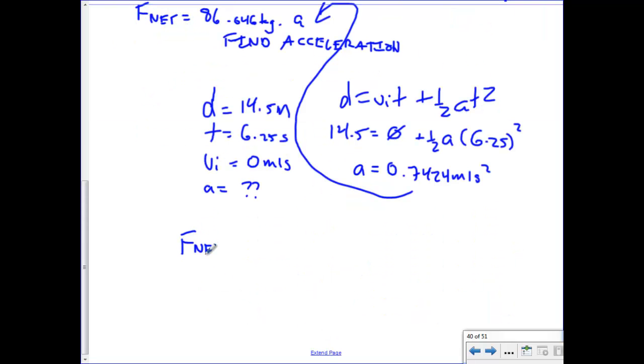So working backwards, your F net is now equal to your 86.646 kilograms times by this acceleration we just solved for, 0.7424. So I got a net force of 64.326 newtons when I times those numbers together.